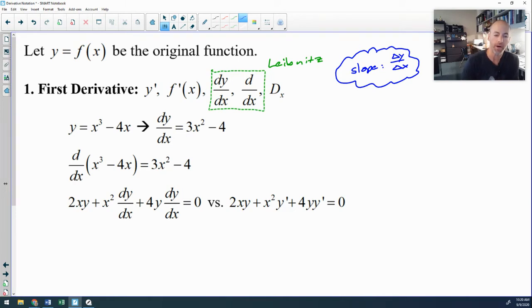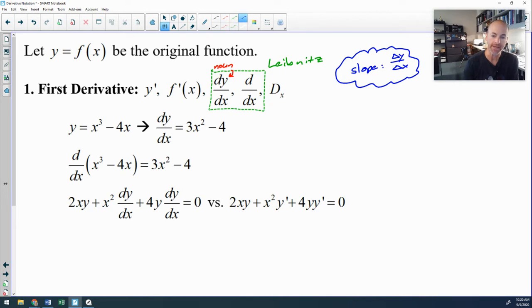So the dy dx, that is a noun. So the dy dx is the noun saying the derivative is this. So if y is x cubed minus 4x, the derivative of y with respect to x, and that's how you read that, the derivative of y with respect to x, or dy dx, is 3x squared minus 4. So if you write dy dx, then that is representing the derivative.